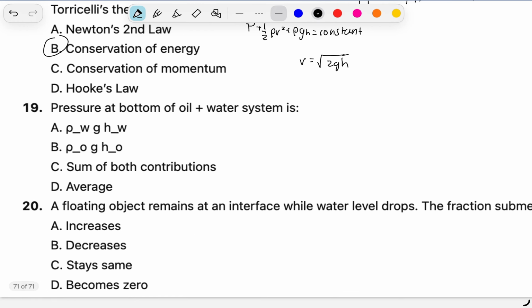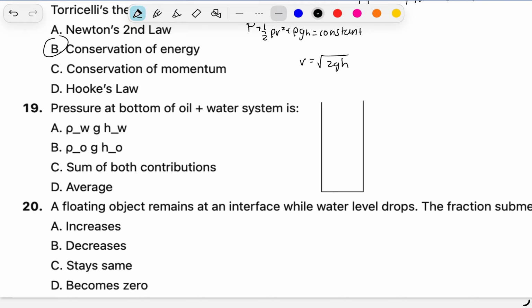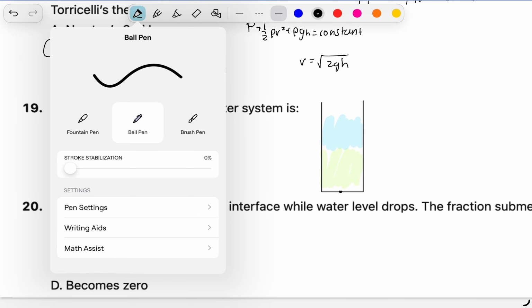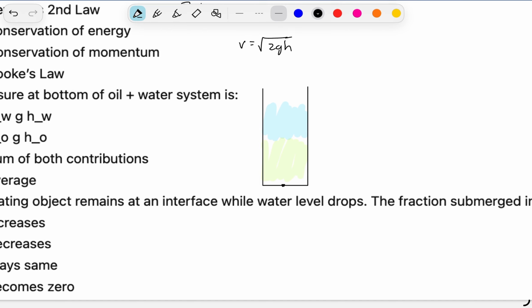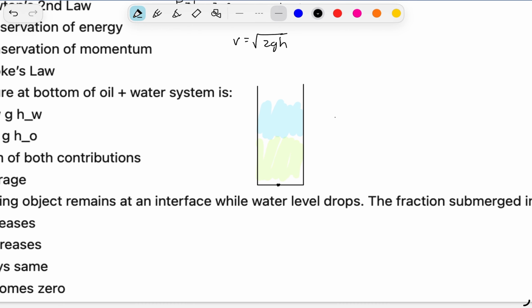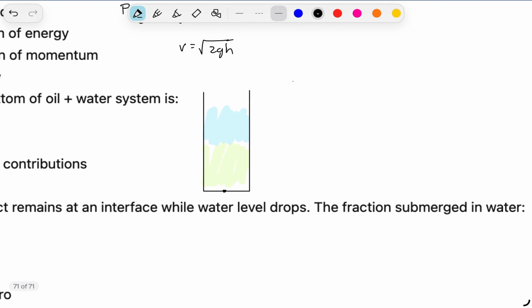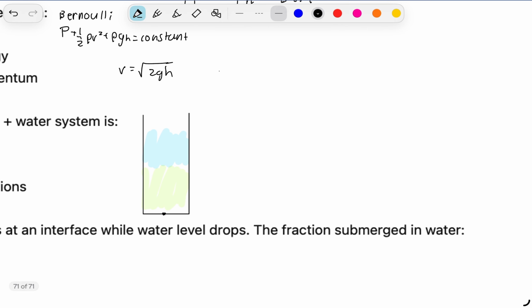Now, pressure at the bottom of an oil water system, which is, let's say, down here. We have our water here, and we have our oil of this system. What is it going to be? We have to add the pressures by the layers. So at the top, we're going to have atmospheric. Then we're going to have oil. So let's actually put oil at the top because it floats. And then we're going to have water. You have to remember that air is still a fluid.